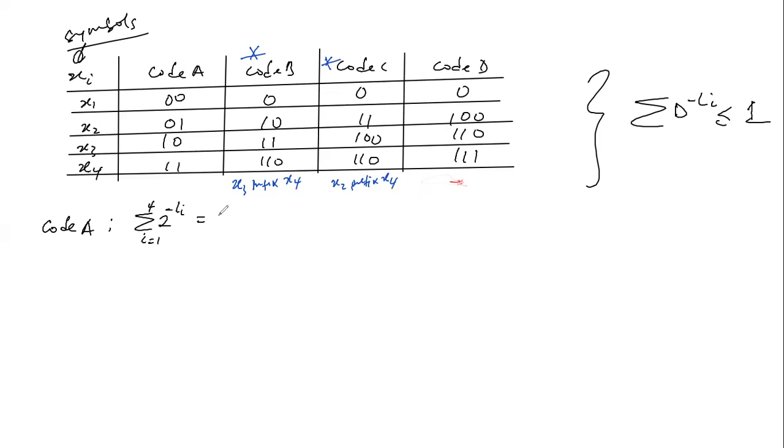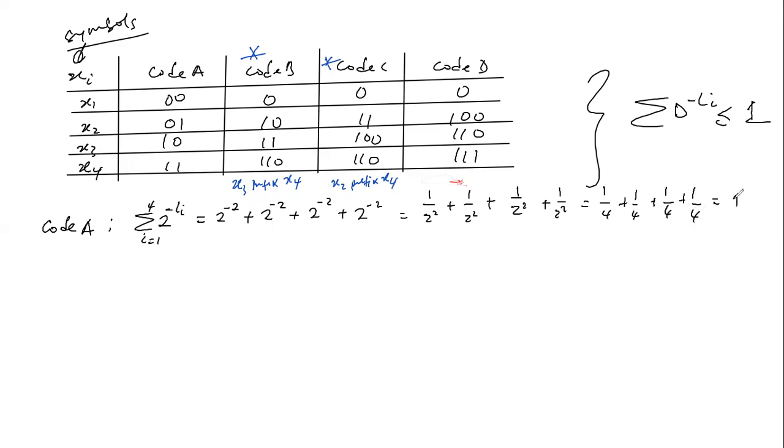So that is 2 to the power of minus 2, plus, for S2, the code word length is 2, we have 2 bits there, 2 to the power of minus 2, plus for S3, the code word length is 2 also, we have 2 bits, 2 to the power of minus 2, plus S4, 2 to the power of minus 2. So this is the same as 1 over 2 to the power of 2 plus 1 over 2 to the power of 2, plus 1 over 2 to the power of 2, plus 1 over 2 to the power of 2. So this is the same as 1 over 4, plus 1 over 4, plus 1 over 4, plus 1 over 4, that is equal to 1.